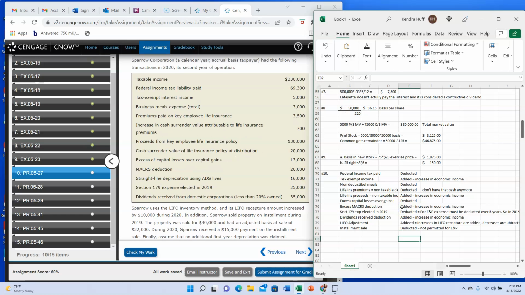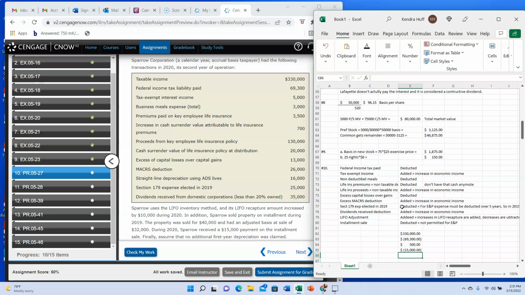So I'm going to have 330. All right, I'm just going to type them out. So we said federal income tax is deducted, minus 69,300. The tax exempt income is added. I just subtract out the disallowed meals.